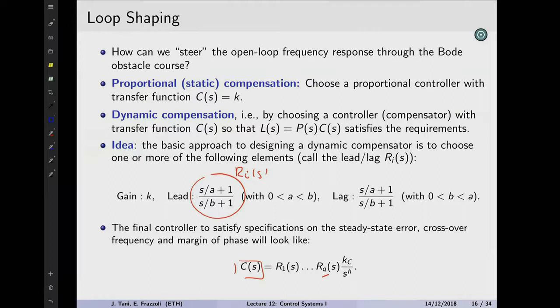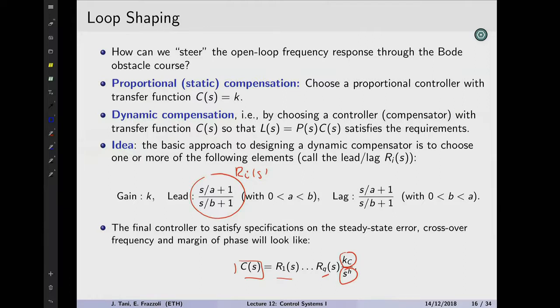Then you say, okay, I'll add 1, 2, 3, n of these lead-lag networks, depending on how complicated the plant and the specifications are. And then I'll add a gain just to fix the last details, and a bunch of poles and zeros. Why the bunch of poles and zeros? We should already all understand why, because the poles and zeros immediately allow us to satisfy requirements on the steady state.